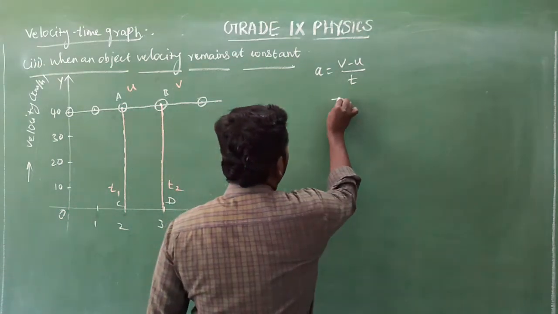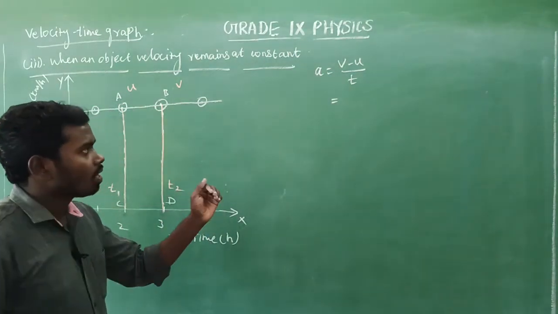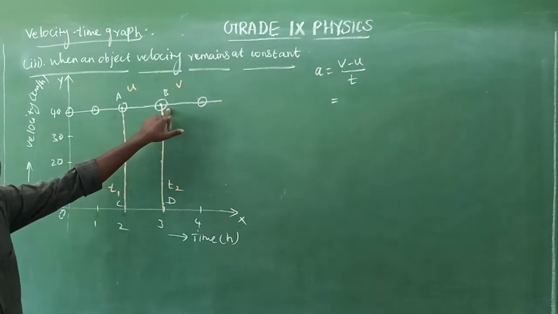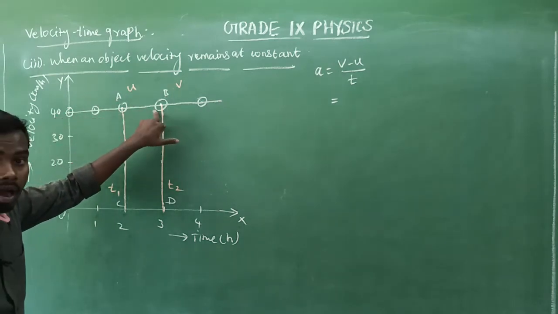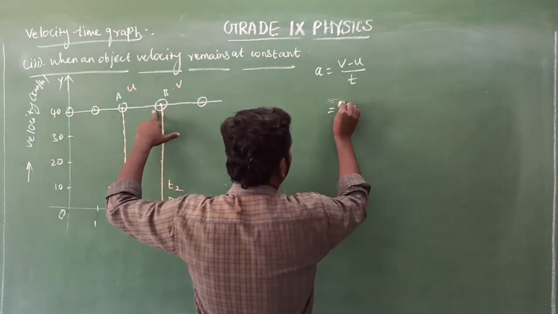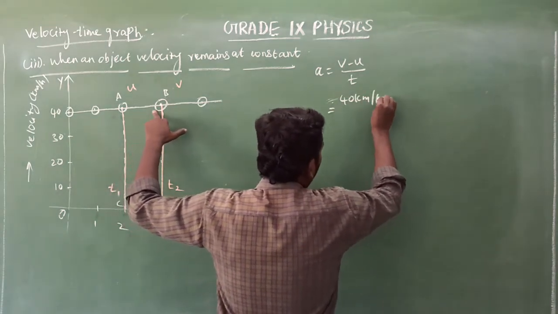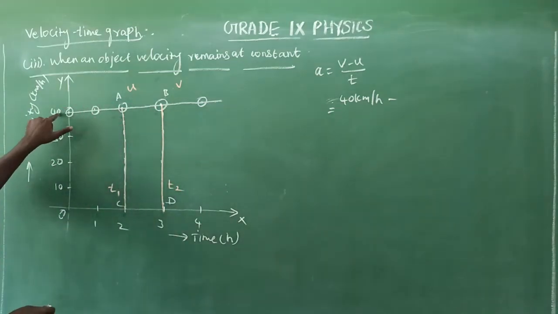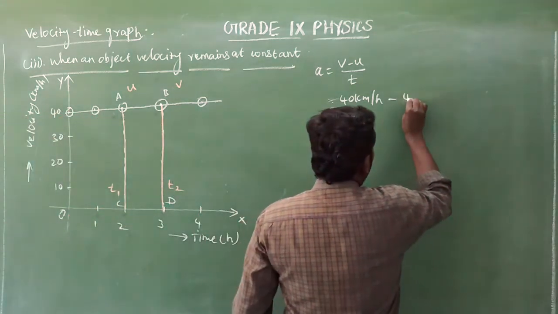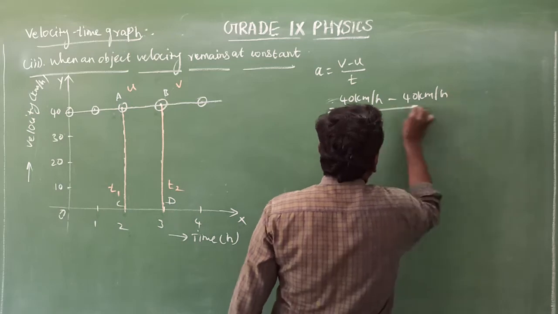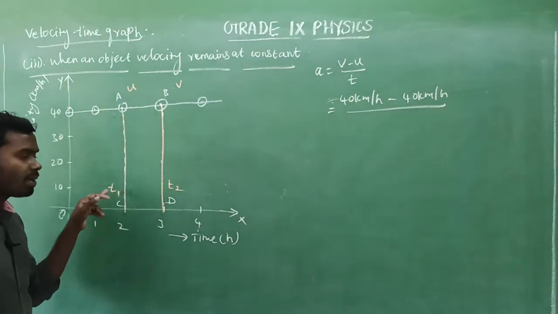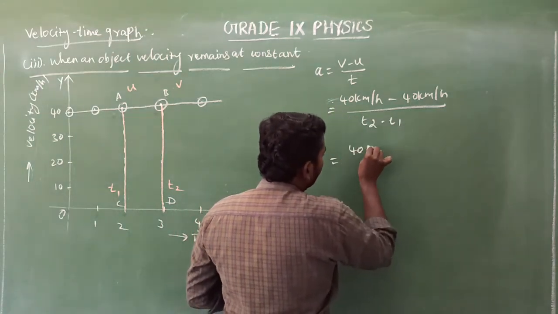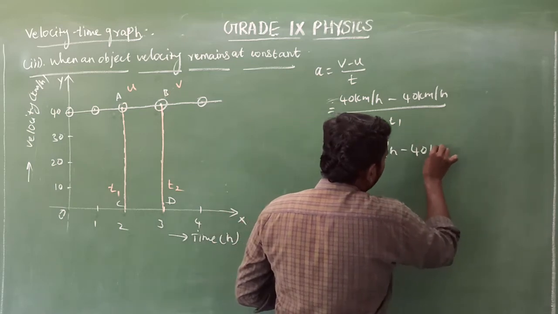Here, what is the final velocity? B is the final velocity. What is the B value? Yes, that is 40 km per hour. Final velocity value 40 km per hour minus initial velocity. U is the initial velocity, which means A is the initial velocity. A value is the same, 40 km per hour, divided by time taken. Here we have two time intervals, T2 minus T1.